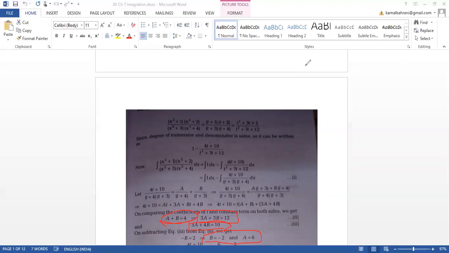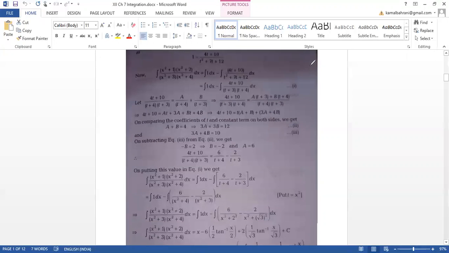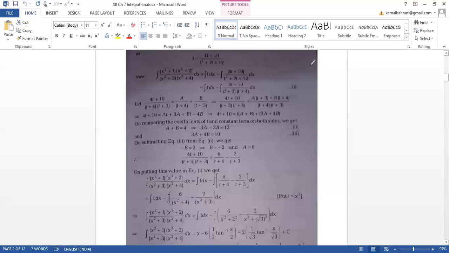Clear? Now having the values of A and B, we will substitute them in the first equation. So what are you going to get? (4t plus 10) upon (t plus 4)(t plus 3) is equal to A upon (t plus 4), where A is 6, and B is minus 2, so minus 2 upon (t plus 3). Now it will be very easy. Again, this value can be written in this form. Clear? Now just see, integral of 1 dx minus this.